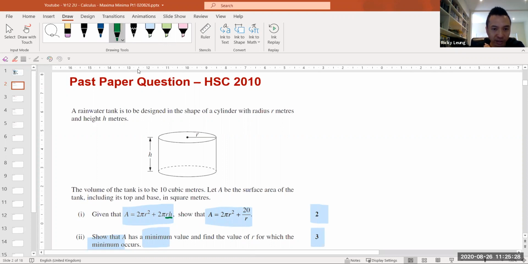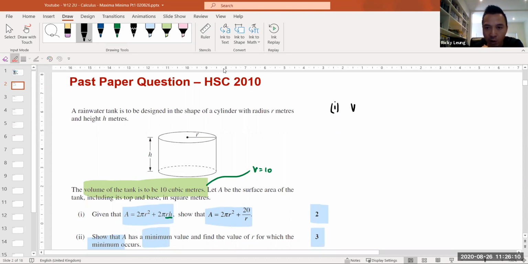So what that means is we're probably going to find an expression for H in terms of R. The piece of information given in the question is that the volume is 10. If we express volume in terms of R and H, we can make H the subject, to sub it in. So that's the game plan. We're going to start off with the volume and then sub that value of H, which is in terms of R, into this expression here to get that. Once we get that, the framework basically says differentiate, solve, test for max min, answer the question. So let's get a move on that.